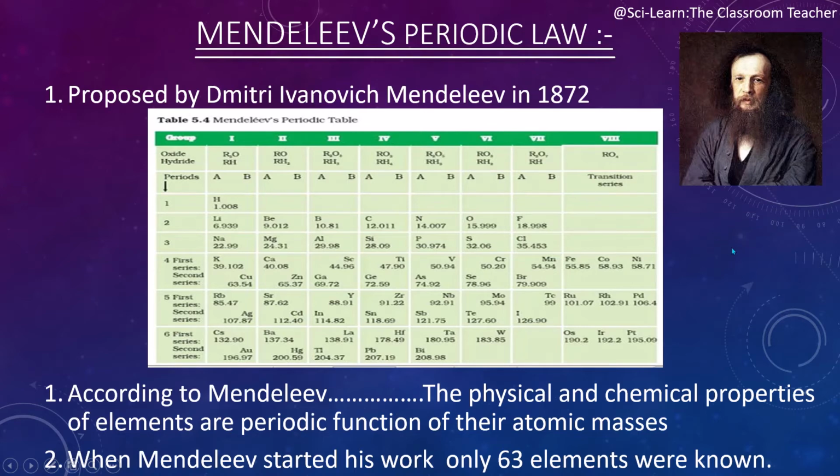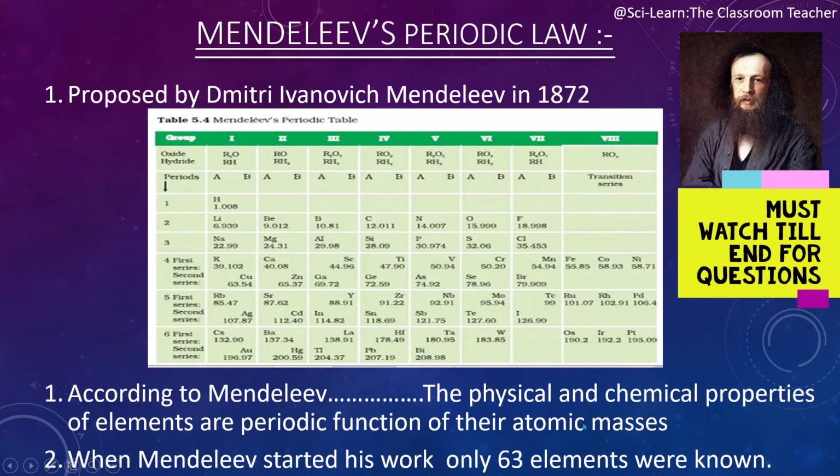Now we are going to study Mendeleev's periodic table. Now see, this is Mendeleev's periodic table. The two terms used by Mendeleev are group and period. When we move from up to down in a column, this is called a group. But when we move from left to right in the horizontal way, it is called a period. So Mendeleev used two words: group and period.